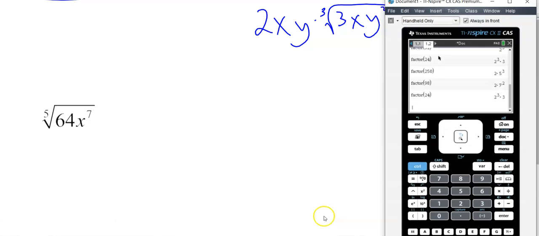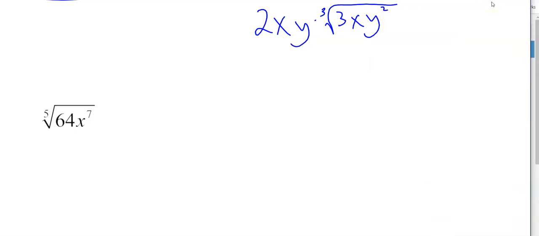So do your prime factor tree, or just menu 2, 3, 64, 2 to the 6. So I want to see this little bit of work that you do, 2 to the 6. So that would be the 5th root of 2 to the 5th times the 5th root of 2 to the 1st. That's 2 to the 6th.